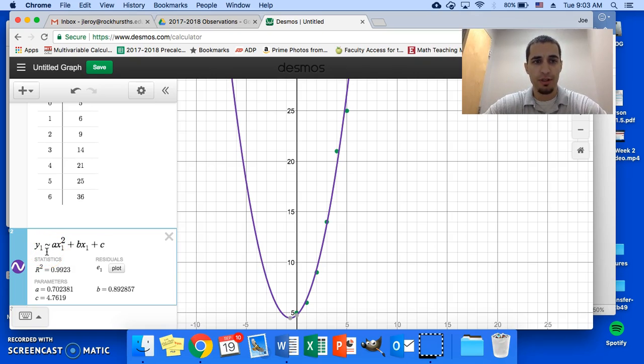So for the most part, it's the same idea as a linear regression. You're just typing in the standard form of a quadratic equation as opposed to a slope-intercept form of a linear equation. You can see the r², it fits very, very well, 0.99. And just like with the linear, where it would tell you what m and b are, here it tells you a is 0.702, b is 0.893, c is 4.762. So that's how you do a quadratic regression, and you would use the r² to compare a linear to a quadratic model.